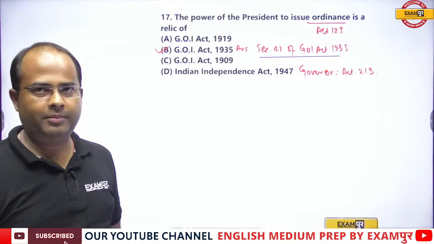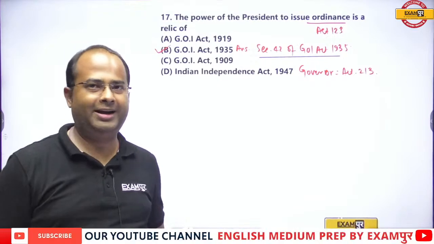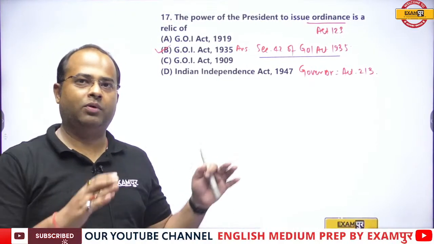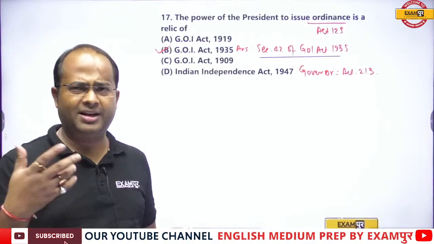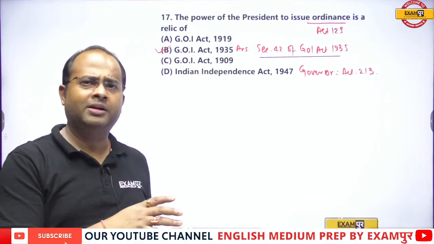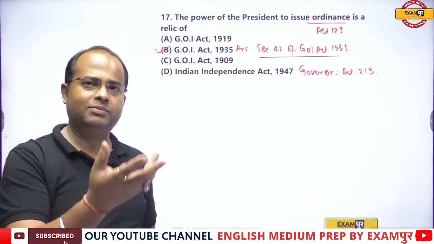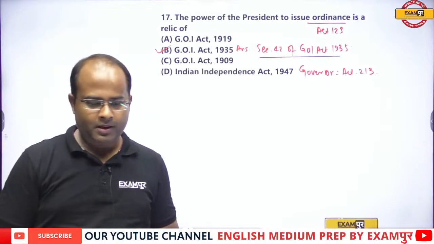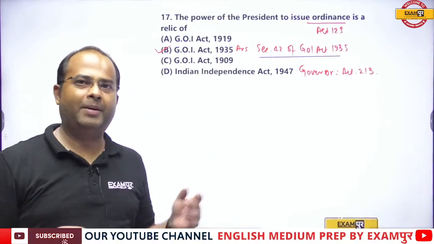Burma was separated from India, so that is also through the Government of India Act 1935, but the ordinance-making power was mentioned in Section 42. So that is additional information. You can note it down in your notes copy, so that if this type of question comes in your exam, you are able to answer it properly. That was called the Charter of Slavery by Pandit Nehru.